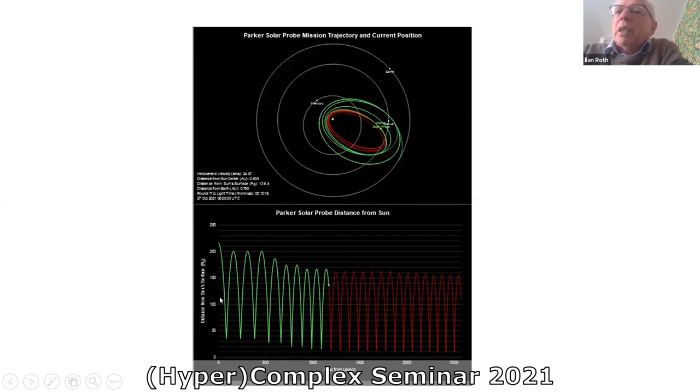Here is the same picture, and here I show the distance from the Sun. Every time the perihelion changes, it means an encounter with Venus. Eventually it will go to about 8 or 9 solar radii. To remind you, we are now at a distance of 220 solar radii. It's a little hot there, but the instruments are working quite perfectly.